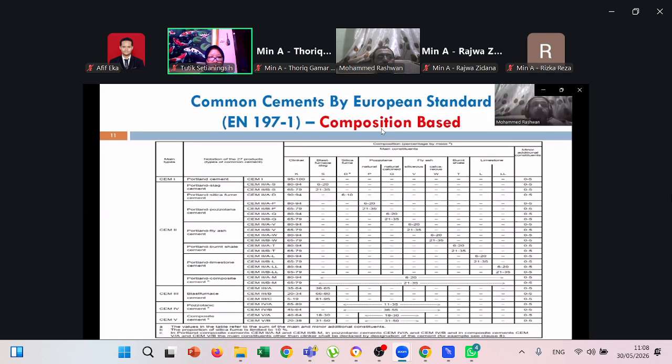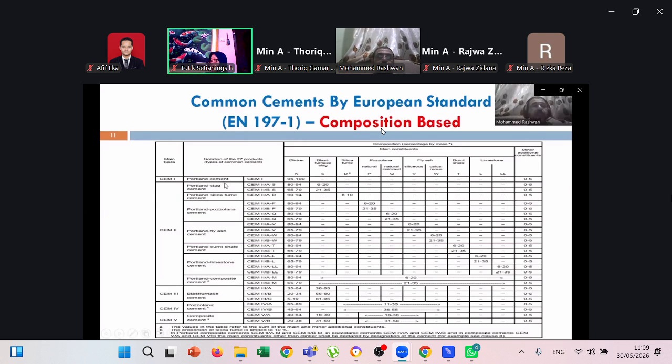This table gives notes on the common cements by European standard according to composition. As you see in this table, there are five main types of cement: CEM I, CEM II, CEM III, CEM IV, and CEM V. Each one of these main types is divided into one or more subdivisions, totaling 27 products.